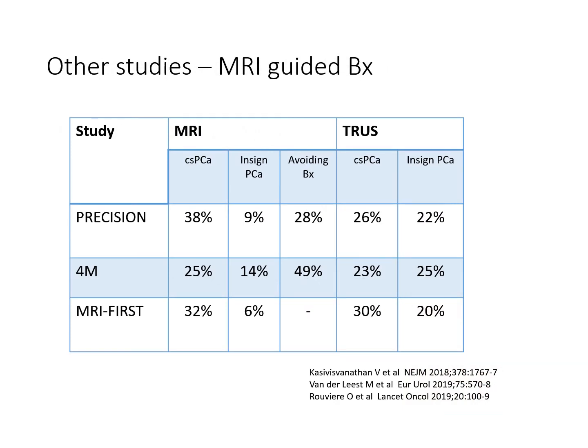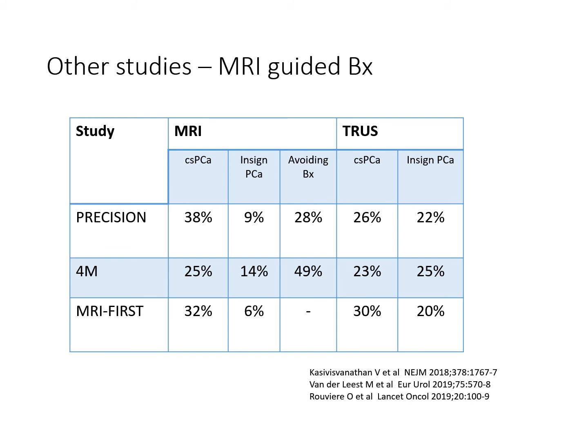Okay. Now, the other studies which have actually gone on to look at this further, where they've actually tried to implement the MRI into the pathway and see if it actually helps or not. So there are 3 studies there: Precision, 4M, and MRI first. And what they found, again comparing it to TRUST.